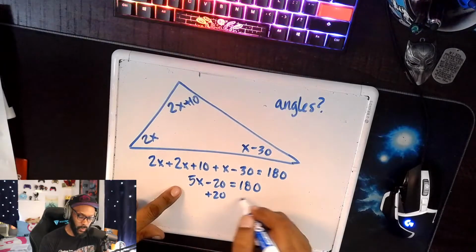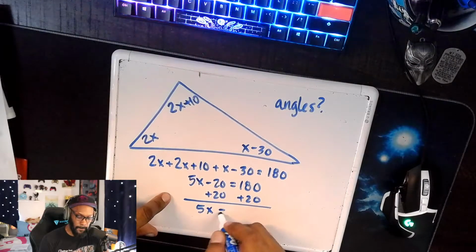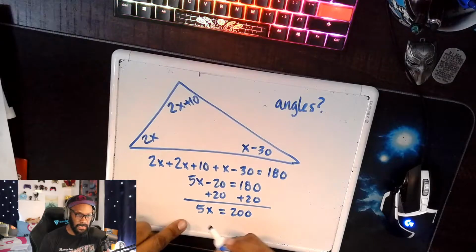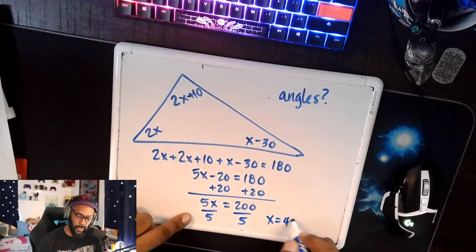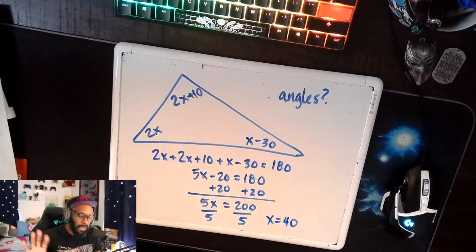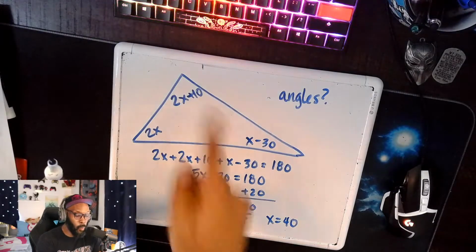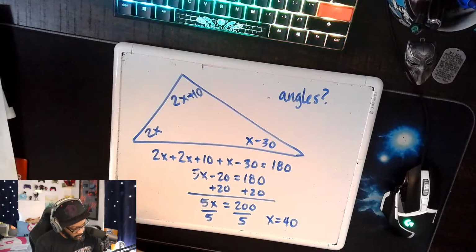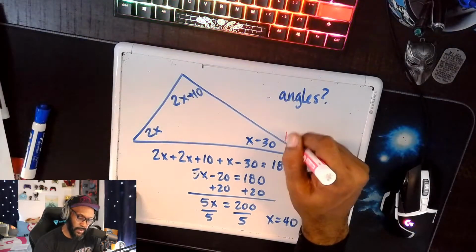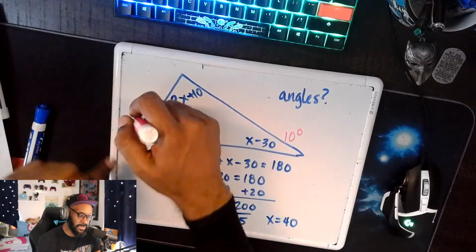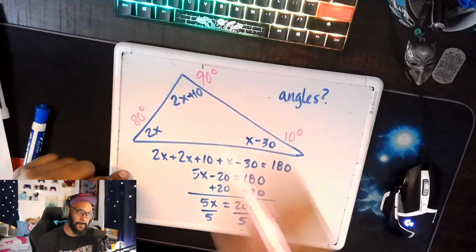That's right, set that 20 over there. We don't need it on this side. We got stuff to do, people. Divide everything by 5. X equals 40. Do not stop here and say, oh my God, I'm done. No. Remember, the question is always probably going to be, what are these angles? So if we apply back in this 40, that makes this angle 10 degrees. That makes this 80 degrees. And that makes this 90 degrees.